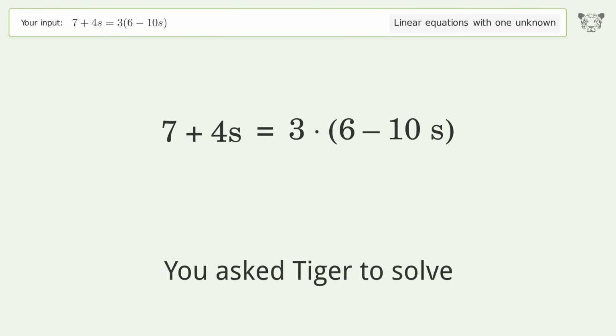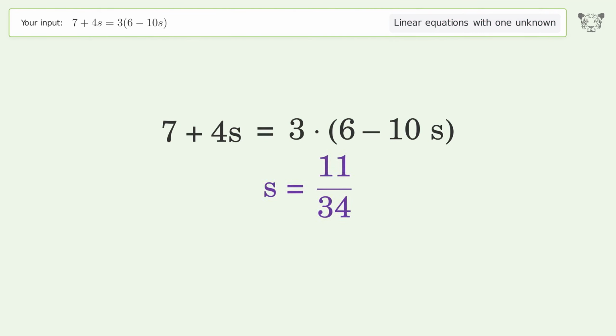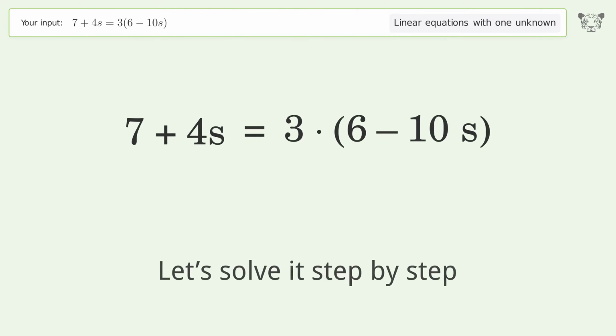You ask Tiger to solve. This deals with linear equations with one unknown. The final result is s equals 11 over 34. Let's solve it step by step.